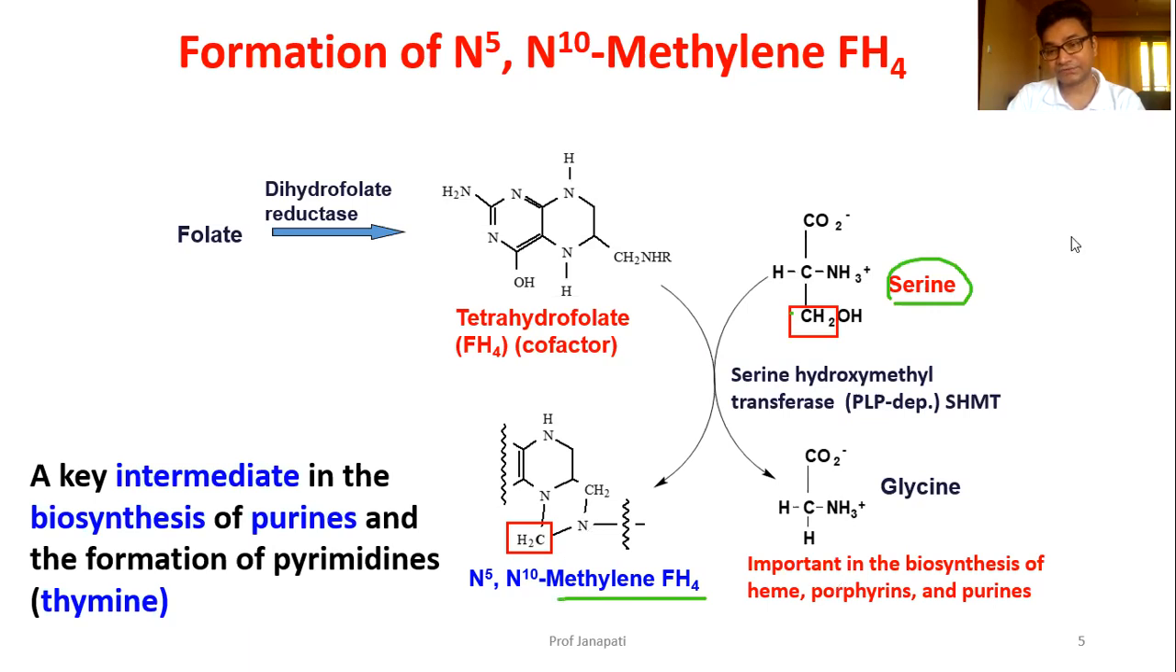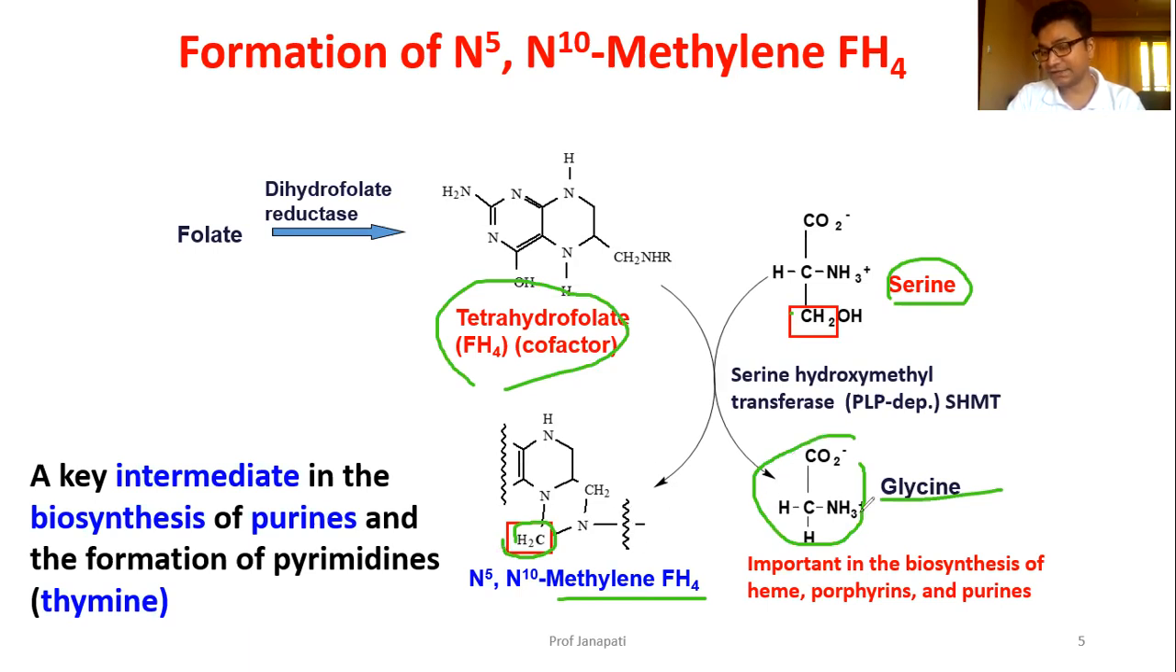Now after getting this from serine, at the same time serine is converting into glycine. Here FH4 is converted to N5N10 methylene FH4. That means there is a methylene group between the 5th and 10th nitrogen. The remaining portions, the pteridine nucleus and glutamic acid, are present here.